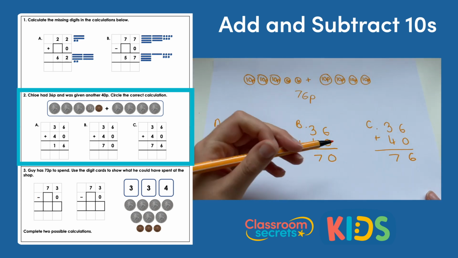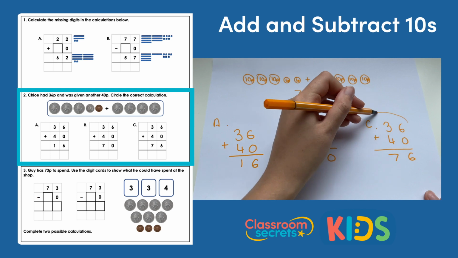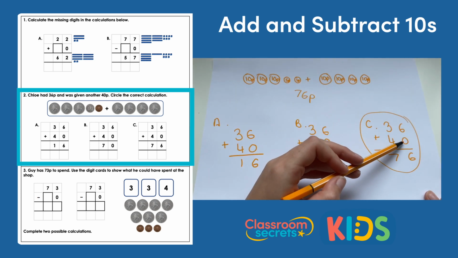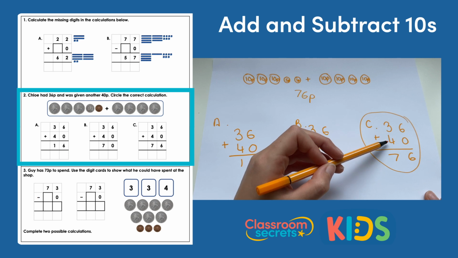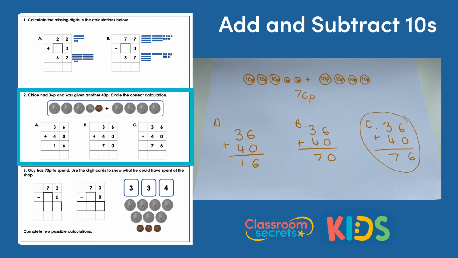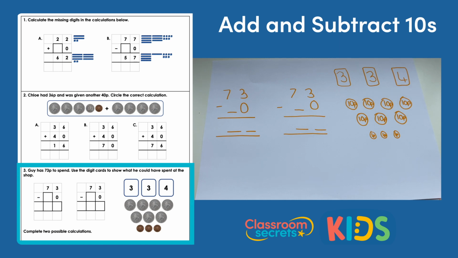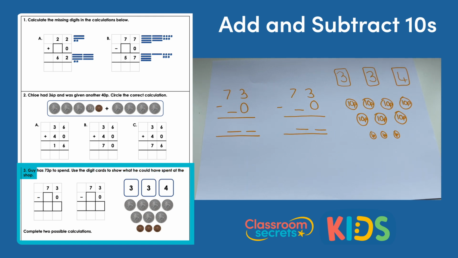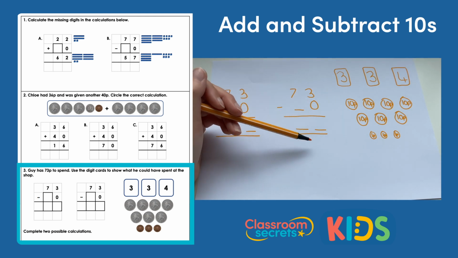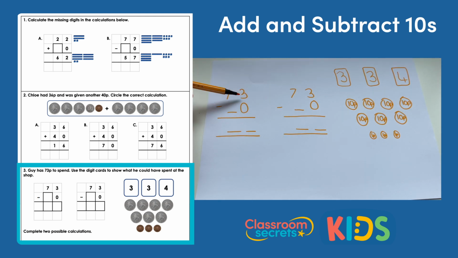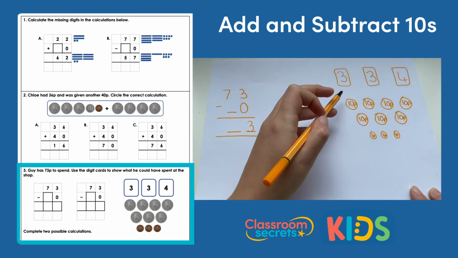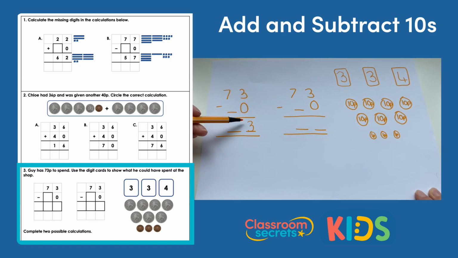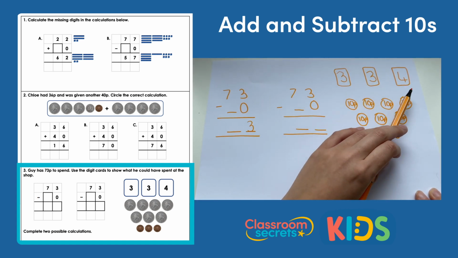So I'm looking for the calculation underneath that shows she has 76. Well, it's C, because 6 ones add 0 ones makes 6, and 3 tens add 4 tens makes 7 tens, 76. The final question. Guy has 73p to spend, and I've drawn it here. Use the digit cards to show what he could have spent at the shop. Now remember, the ones digit is not going to change here. We've got 3 ones, take away 0. Well, 3 take away 0 is 3. So we need to use one of our 3s in this column, in our ones column. That leaves us with 3 and 4 left to use.